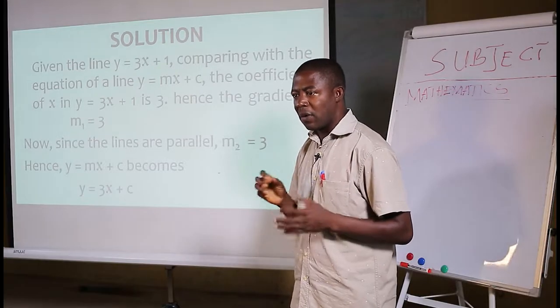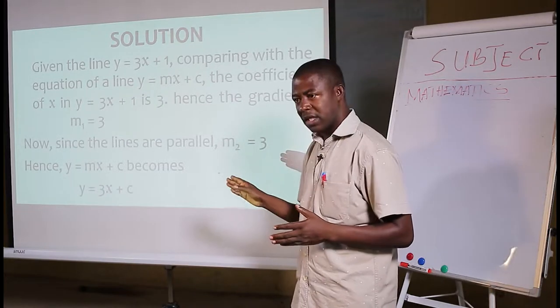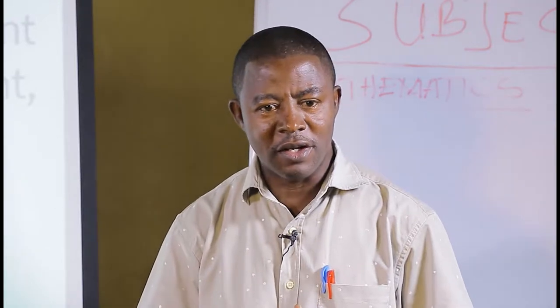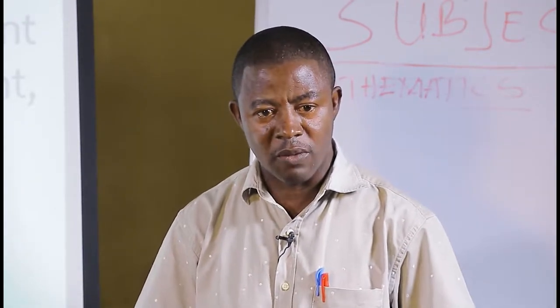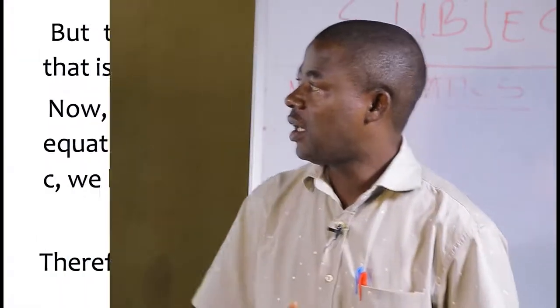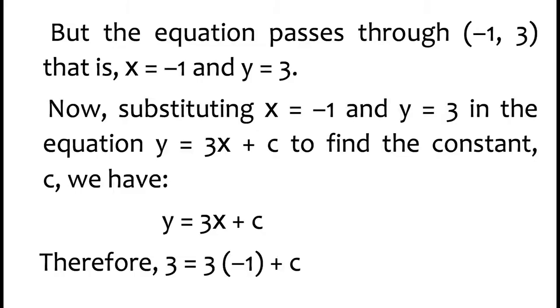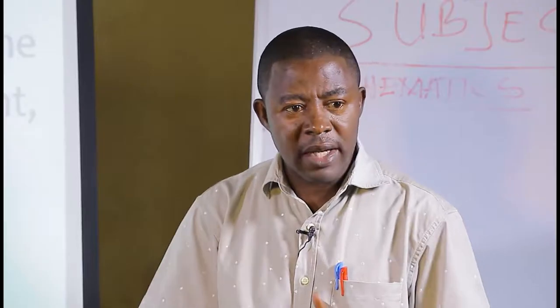Now, the problem we are having is the constant term. We need to find c. From the question, there is a clue on how we can find the constant term. The question says the equation passes through (-1, 3). It implies that our x in this case is -1 and our y is 3. So we must find the constant term. We make substitution.